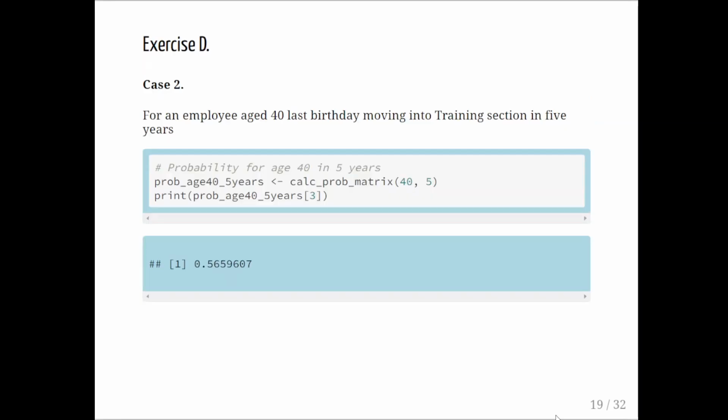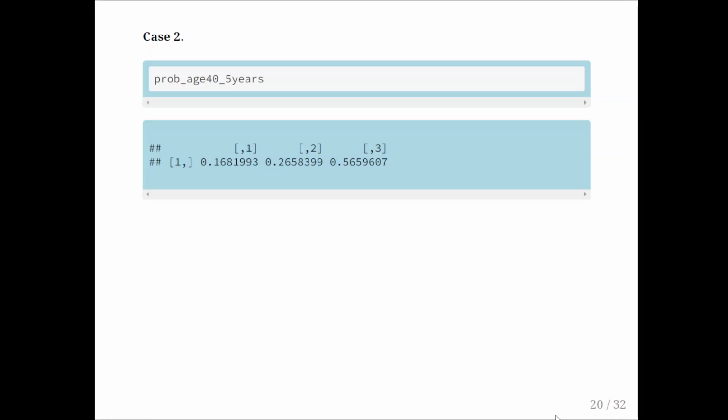And case 2, for an employee age 40, last birthday, moving into training section in 5 years' time. Again, we use the same setup, the calc underscore prob underscore matrix. Initial age is 30, years equals 5. Printed out, and we have an answer of 0.5659, etc., etc. So 56.59%.